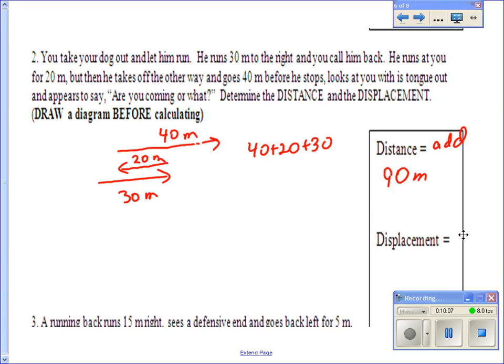Now for displacement, we've got positives and negatives. To the right is positive, so positive 30, we have a negative 20, and we have a positive 40. So positive 30 minus 20 gives me 10, plus 40, that gives me 50 meters, and my direction is positive to the right. So I'm just going to write 50 meters right. Again, we're not going to put positives and negatives in our answer. We're going to make all of our answers positive and put the direction that we're going.